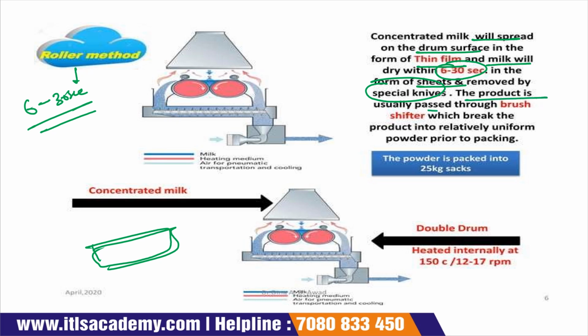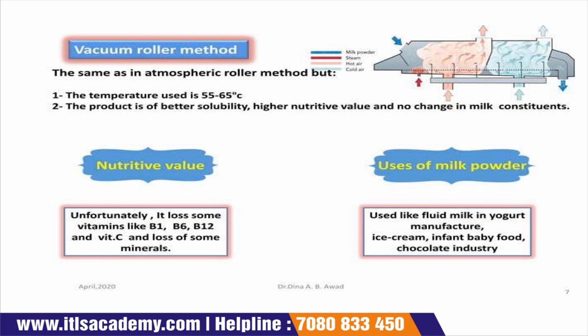The product is usually passed through a brush sifter, which breaks the product into a relatively small uniform powder prior to packaging. Now the powder is packed into 25 kilogram sacks. Now the next is the vacuum roller method. This is the same as the atmospheric roller method, but here the temperature is around 55 to 65 degrees Celsius, and the product has better solubility, higher nutritive value, and no change in the milk constituents.